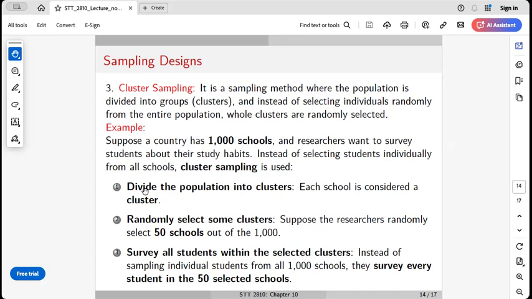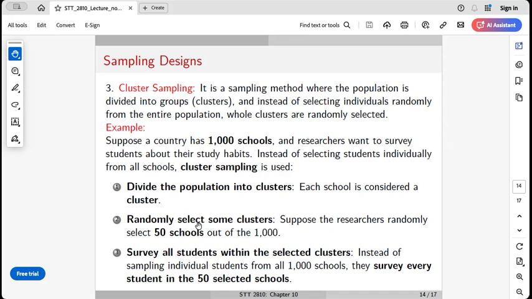Let's use this example to explain. So suppose a country has 1,000 schools, okay? And then we want to study student study habits. So to implement cluster sampling, instead of saying let us select individually from all the schools, we want to rather use cluster sampling, right? So we divide the population so that, for example, each school is a cluster. And then we randomly select some clusters. Say, out of the 1,000, I decide to randomly select 50 schools. Does that make sense?